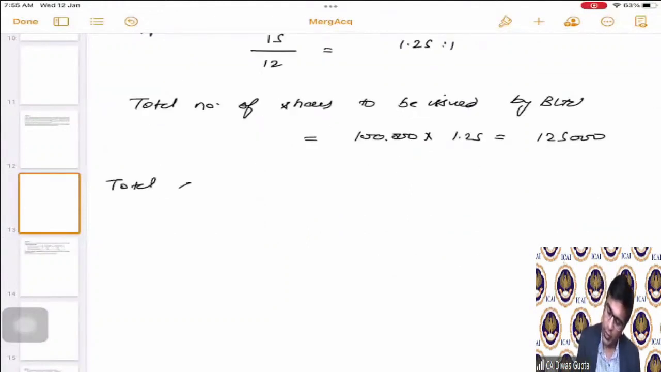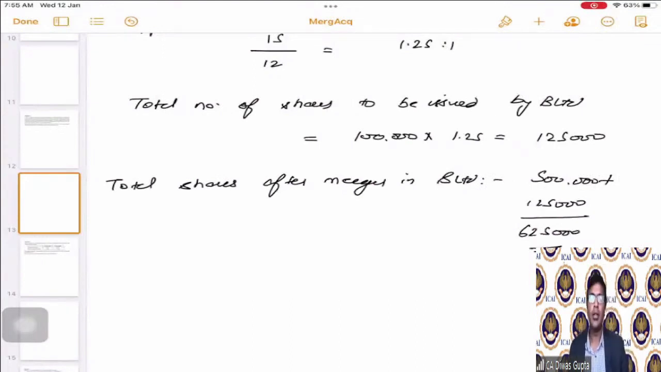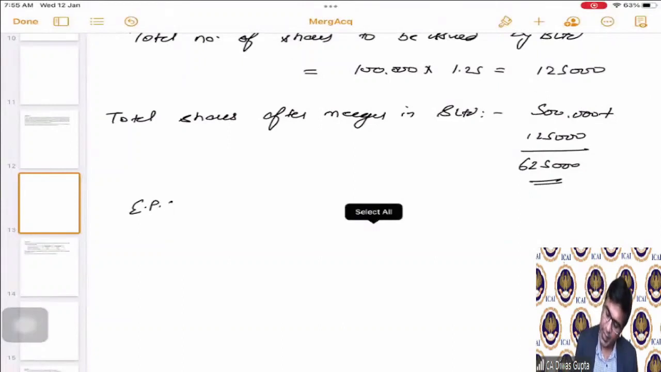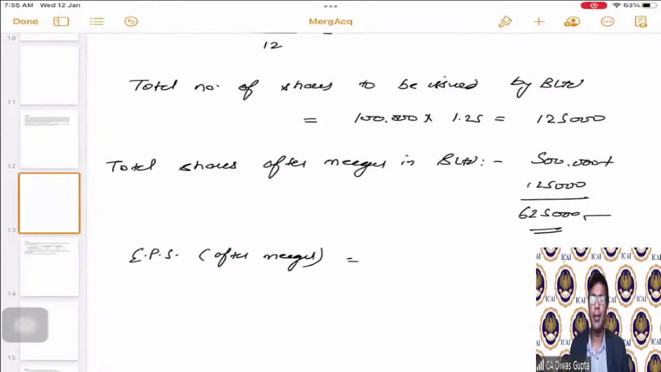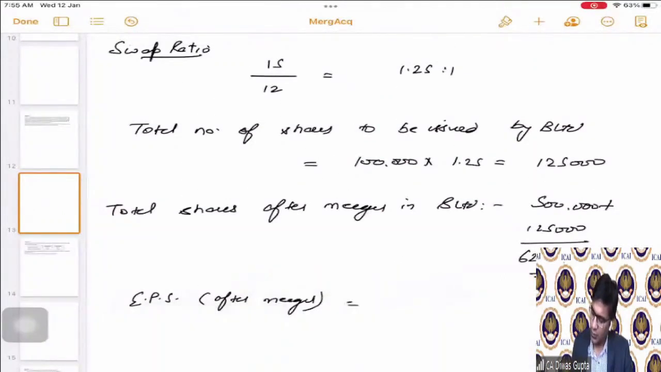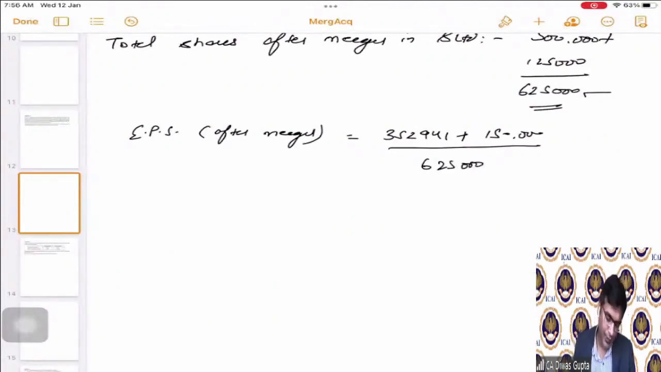Hence, the total shares after merger in B Limited will be how much? 5 lakh is the existing shares plus 1,25,000 is the new shares. So 6,25,000 is the total shares. Then can we calculate EPS after merger is equal to earnings of A, earnings of B divided by the total shares. Simple. So it is 352,941 plus 1,50,000. This is the total earning divided by 6,25,000. Hence, the EPS is equal to 0.80.